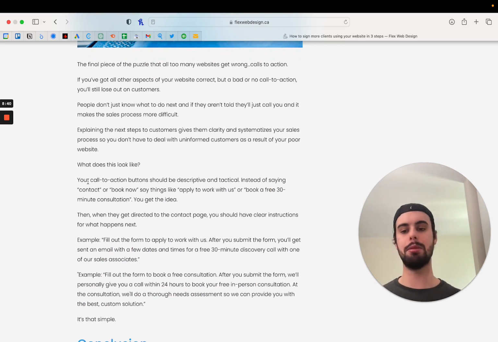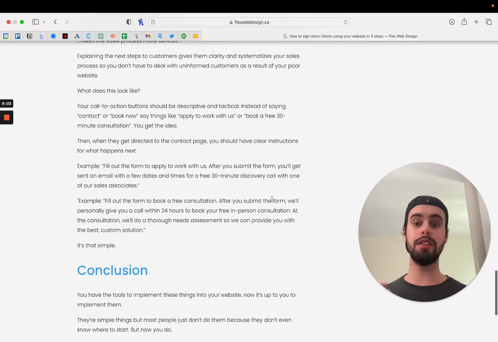So instead of saying something like contact us or book now or email, even, like that's a really terrible one that I see sometimes, say things like apply to work with us or book a free 30-minute consultation, right? You get the idea here. So it's telling the person when they click this button what happens next, right? They're applying to work with you or they're booking a free 30-minute consultation.